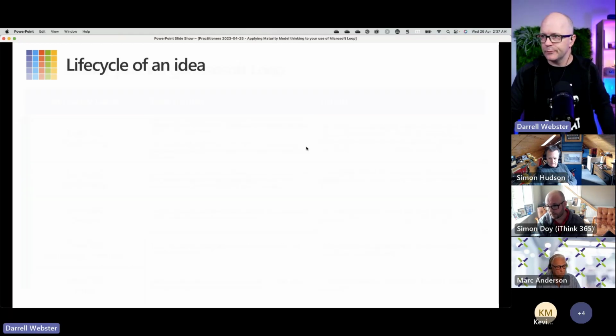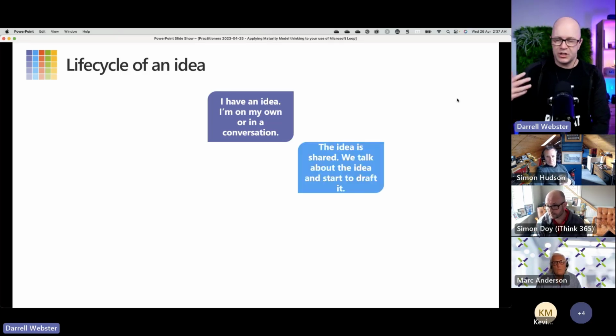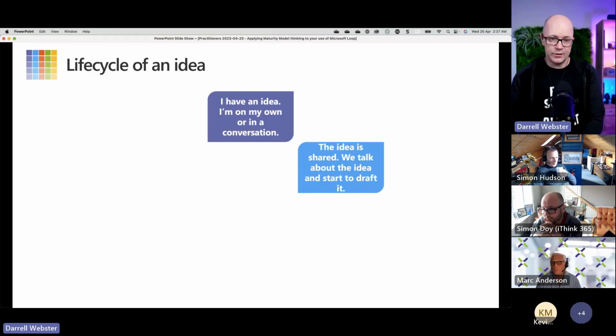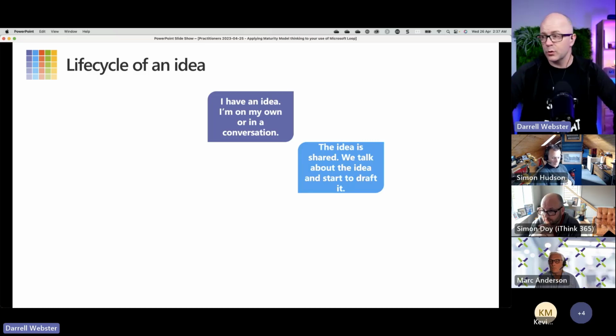Maturity. Well, okay, life cycle of an idea is another way I like to think of this with Loop, because it is about ideation and then building things up. I've got an idea, I'm on my own or I'm in a conversation. So I might start that idea right here. I could be on a bus, on a train. I could be, as I said, talking with Simon, and we come up with something. And we share that idea. We talk about it. We start to draft it. And this is where it's really rough. We don't have to have anything filled out in any kind of form or format, but we're just making sure that we're capturing those thoughts and that we can potentially order them.